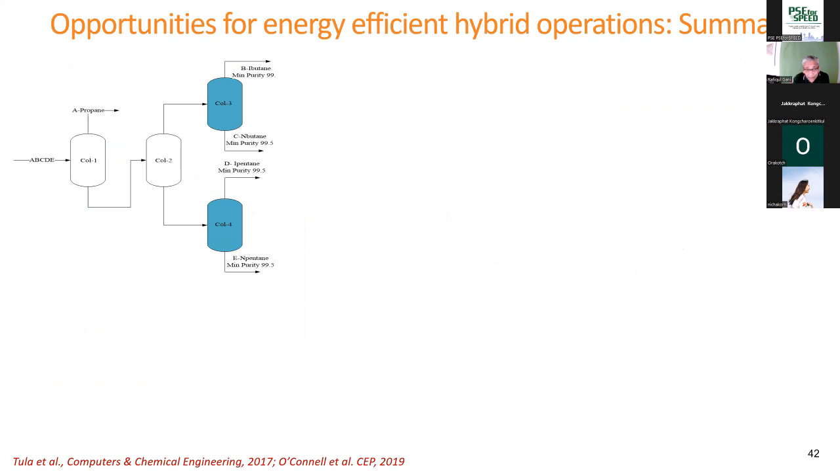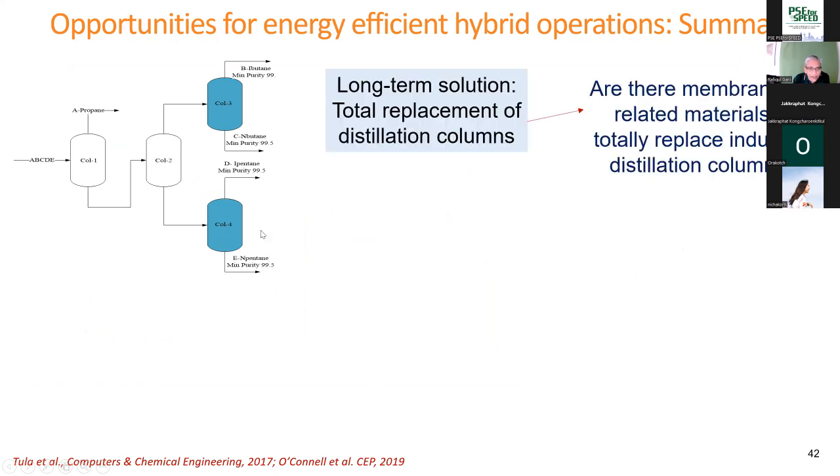Okay, so to summarize, we can take a base process, and we see that in the base process, the distillation is energy expensive, energy intensive. The long-term solution could be that we totally replace distillation. But at this moment, there is no technology that can totally replace distillation. Membranes can do, adsorption can do, but only for small flow rates, not big flow rates. And these are large flow rates. So the long-term solution, we still need to wait for technology to be totally replacing distillation.